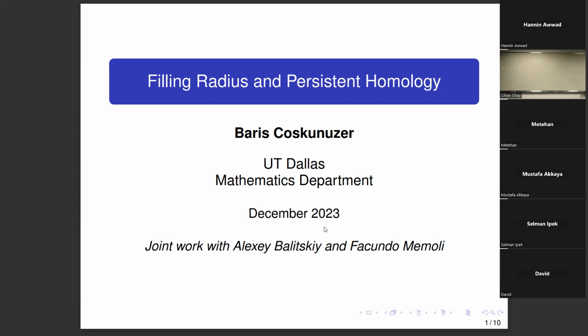This is joint work with Alexey Balinsky and Facundo Memoli. This is a work in progress. I am just going to try to promote some of our results. There are others as well, but since we have only 1 hour, I'm just going to try to give some pictures for you to express both of them, and I want to show the relation between them.